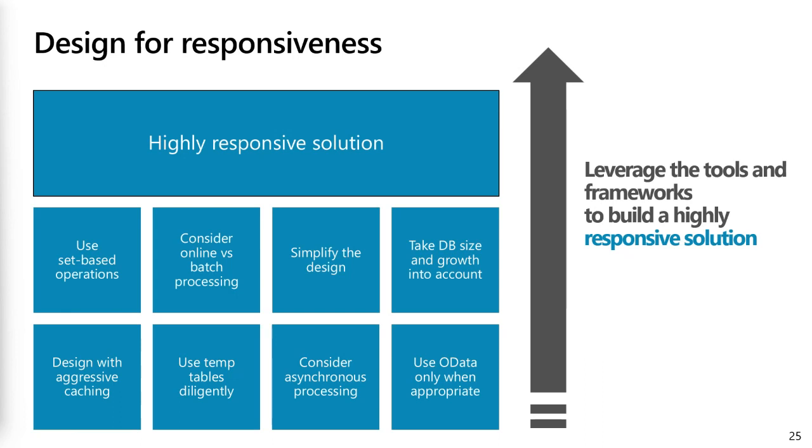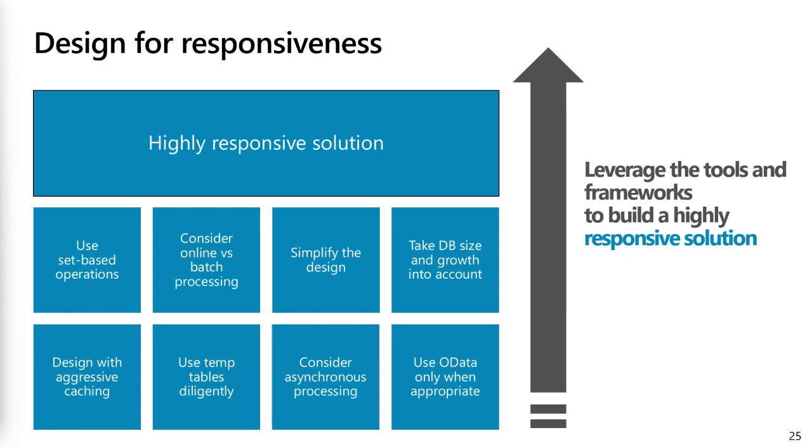Design with aggressive caching. Caching is storing the state of previously done work, so we do not need to perform the same work again. There are different kinds of caching techniques available for Dynamics 365, and they serve many purposes. Use tempdb diligently. When you use tempdb right, you can achieve many of the building blocks mentioned on this slide, like simplify the design and use set-based operations. But please do not overuse temp tables.